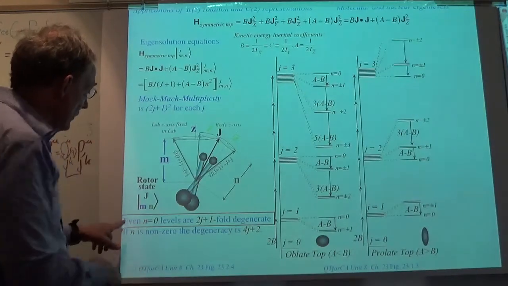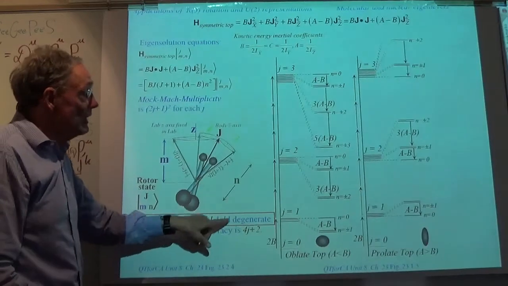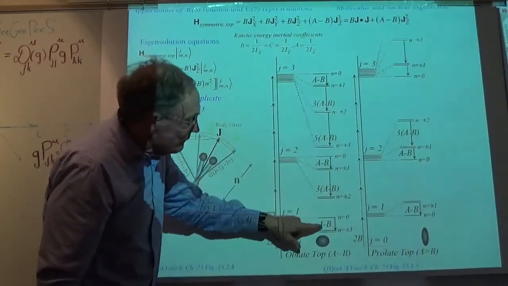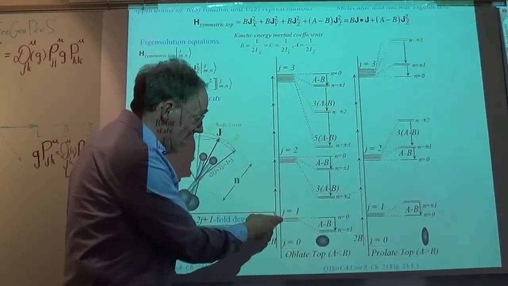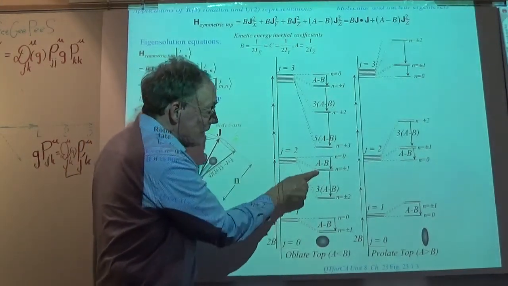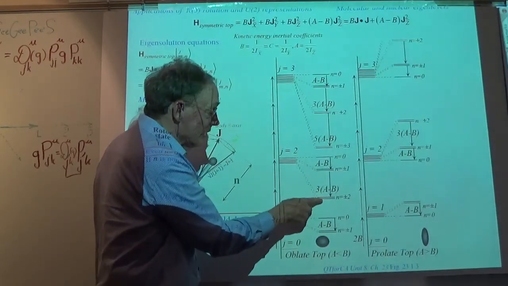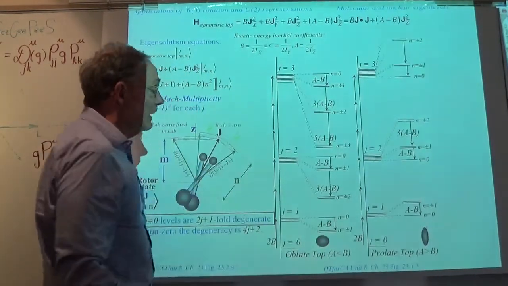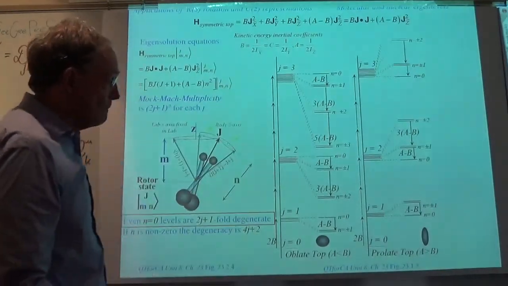But the thing to realize is that even the n equals 0 levels are also 2j plus 1 fold degenerate, and I'm not showing the degeneracy. So each of these levels that are indicated, all 3 of them, have 3 levels of their own, making 9. And each of these have 5 levels of their own. This one has 2 5s, which makes 10, and this is another 10, you see. And then 5 right there. So that makes 25, the square of 2j plus 1, where j is 2. And so forth as we go up.